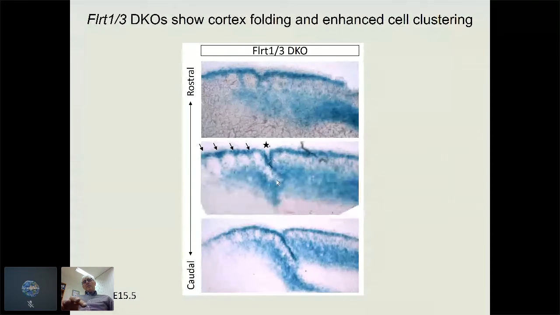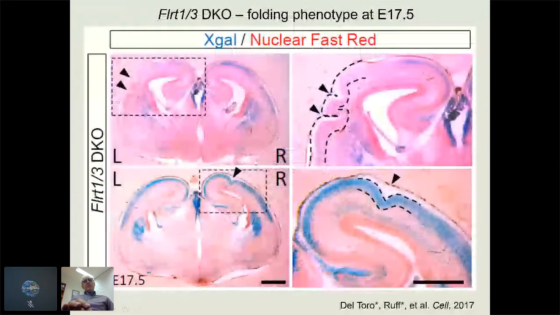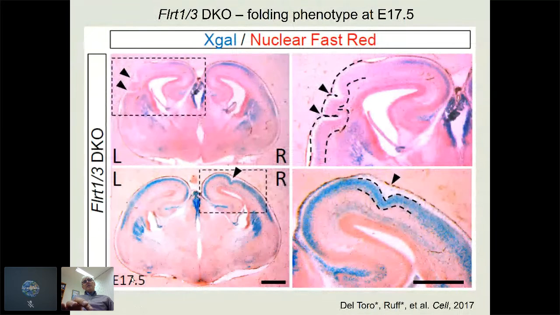So this is at E15.5. This is the first time point when we start to see the folds. And this is the time point when we can see these clusters most clearly. A bit later in development, shortly before birth, the folds are more prominent. They come in different flavors.